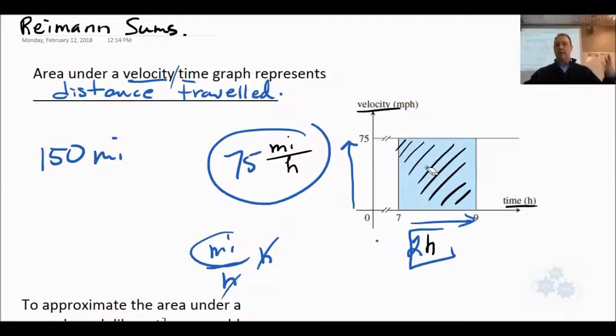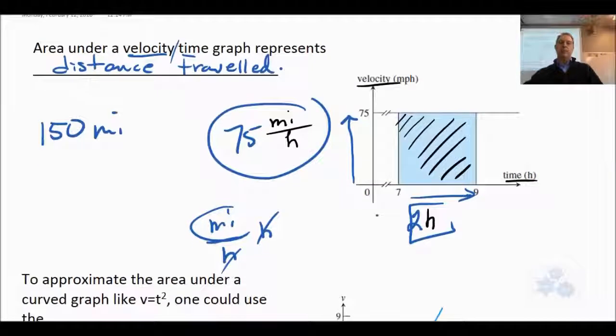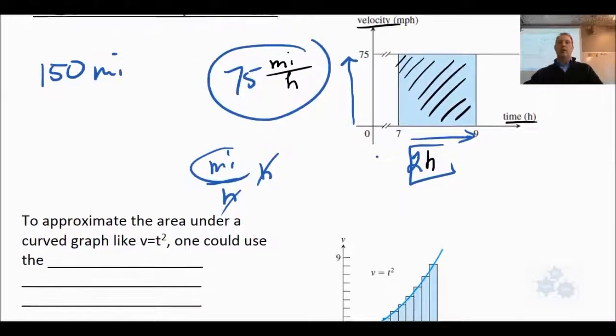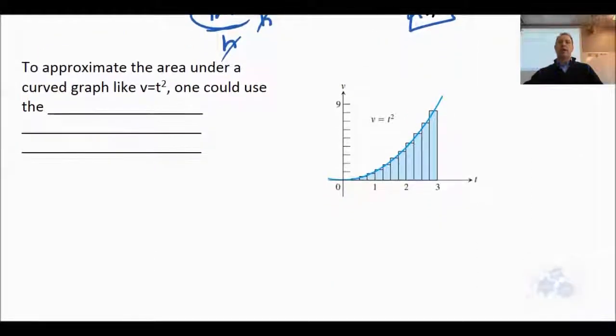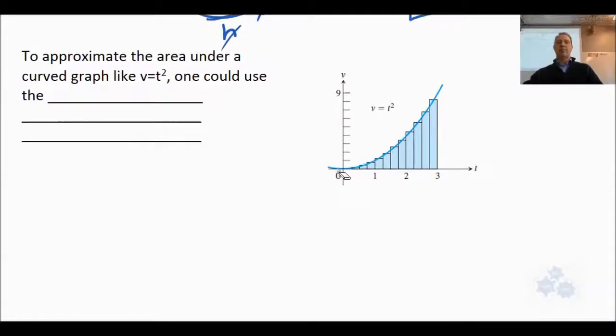And that alone makes this area very useful, very important. Now let's move on here, and let's say we didn't have an area that was a nice rectangle like this, but let's say we had an area that is a curve. This is part of a parabola, right? From 0 to 3. Let's say the velocity here, this is still velocity, and this is still time. But its velocity is changing over time. It's speeding up, isn't it?